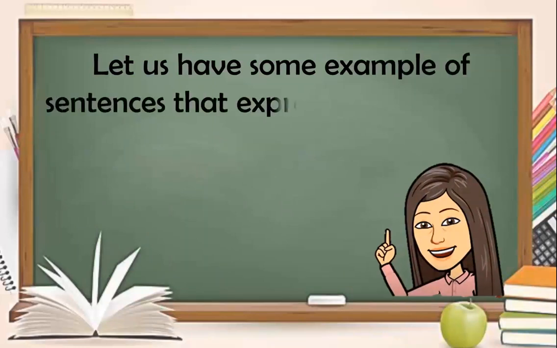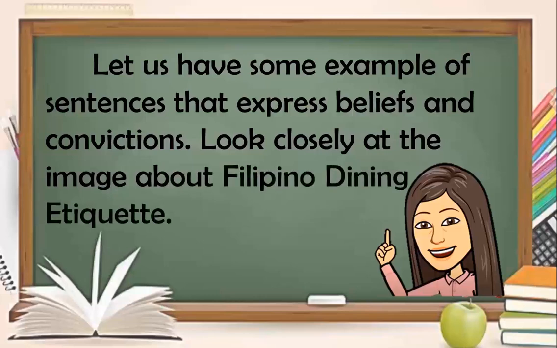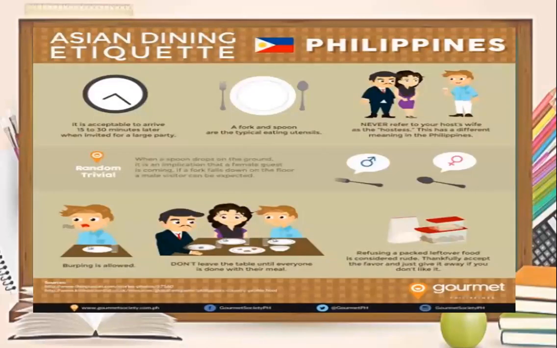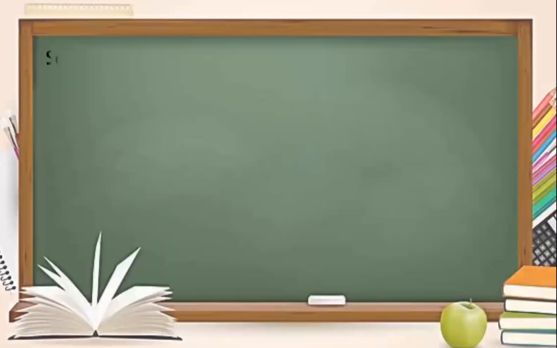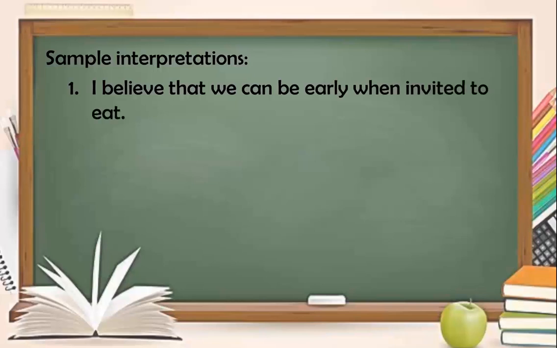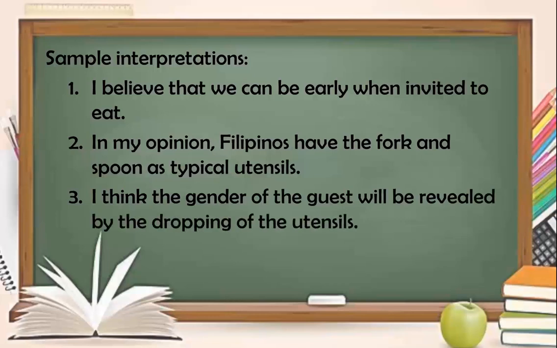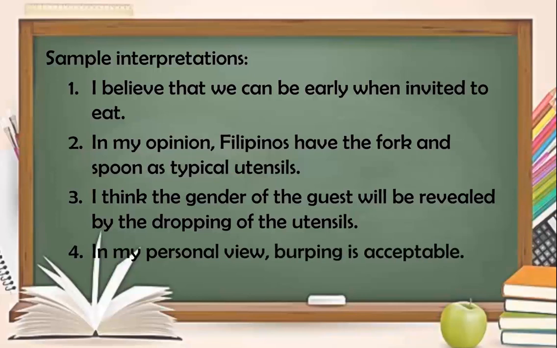Let us have some example sentences that express beliefs and convictions. Look closely at the image about Filipino dining etiquette. Now, here are sample interpretations that we can derive from the image. I believe that we can be early when invited to eat. In my opinion, Filipinos have the fork and spoon as typical utensils. I think the gender of the guest will be revealed by the dropping of the utensils. In my personal view, burping is acceptable.